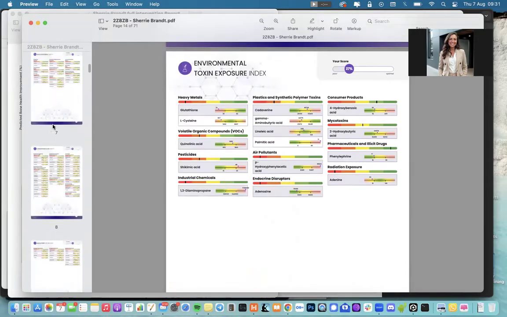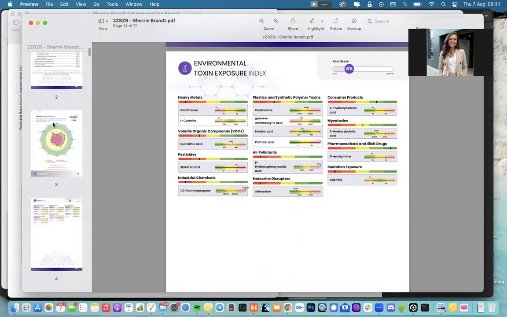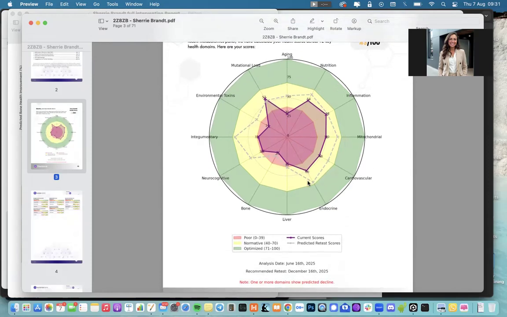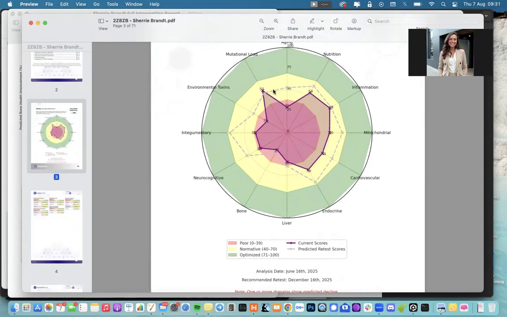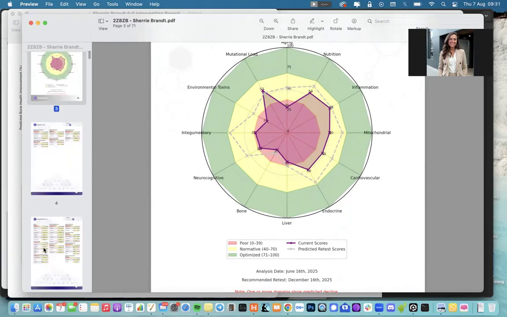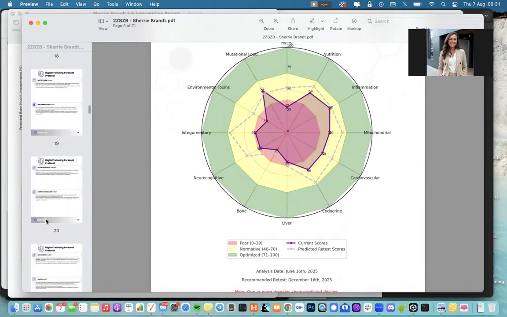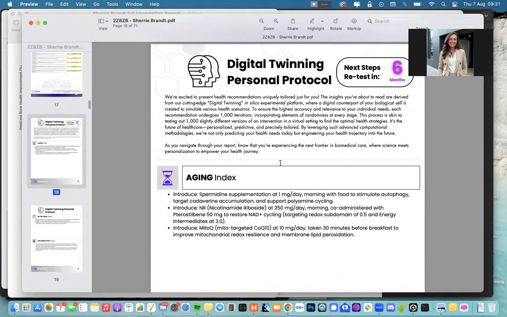Now, this test alone also provides recommendations for intervention. And these you can see in the dotted line. They will run the entire metabolism through several simulations with the intervention protocols that they have in their database, and they can predict how much you are going to improve in these different areas based on their own interventions, okay? And then these can be seen here in the digital twinning protocol.